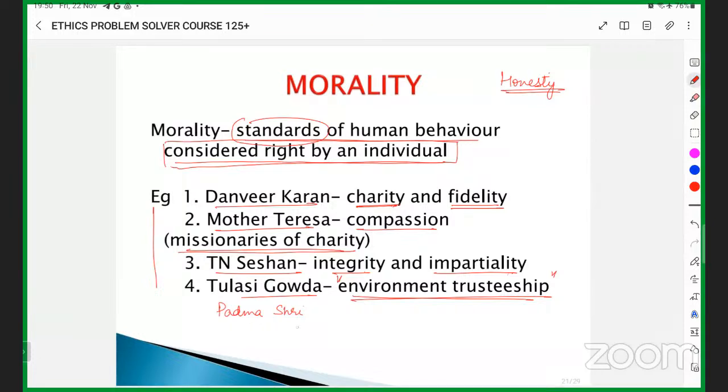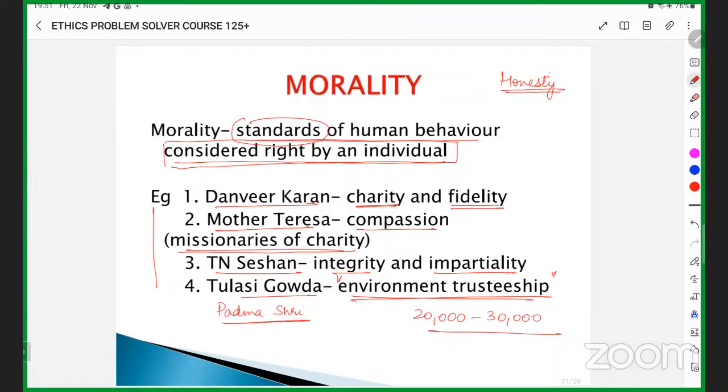The next example is of Tulsi Gowda. She got Padma Shri because she reflected the value of environmental stewardship. She planted somewhere between 20,000 to 30,000 saplings. So, this is about morality.